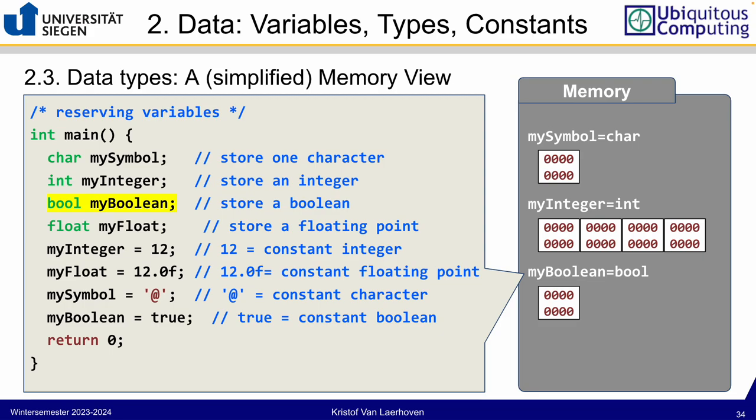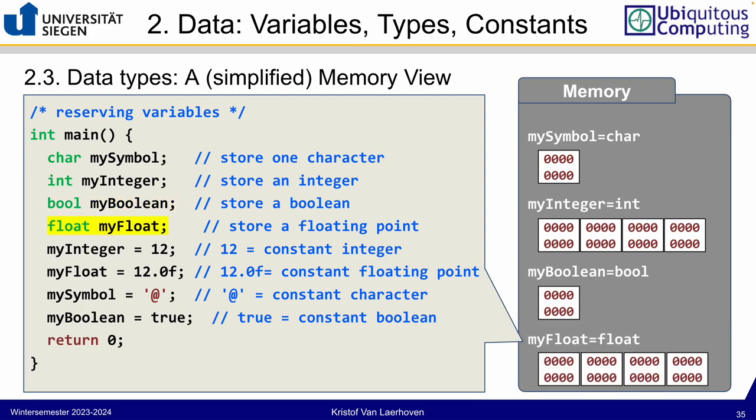Basically, if all of those are zero, then the Boolean is false. If one or multiple of those are one, then it's true. So zero is false, and anything that is not zero is true for that Boolean. But again, it's an interpretation thing. And for the last one, my float, it's exactly the same. A floating point in C++ takes up 4 bytes, and those don't have to be all zero either. A good compiler will put them to zero, but it doesn't have to.